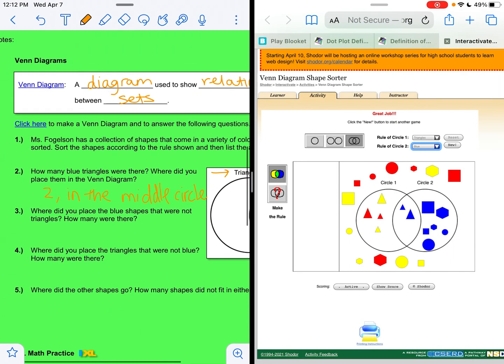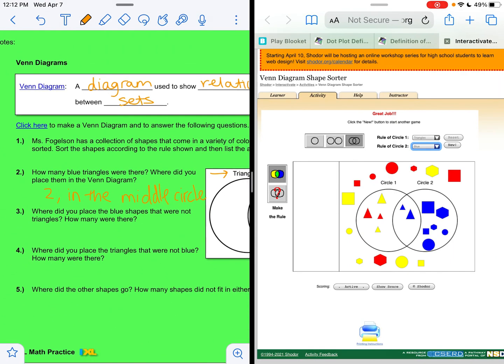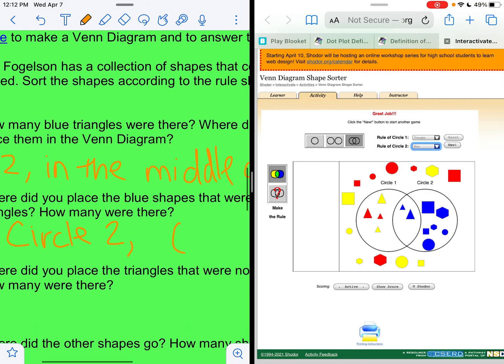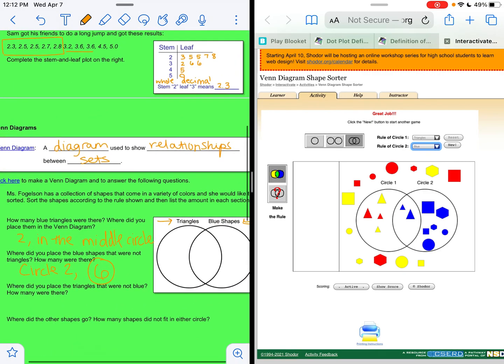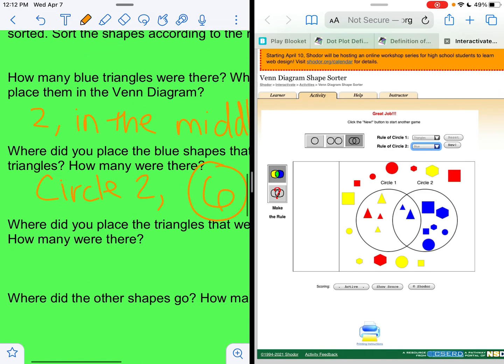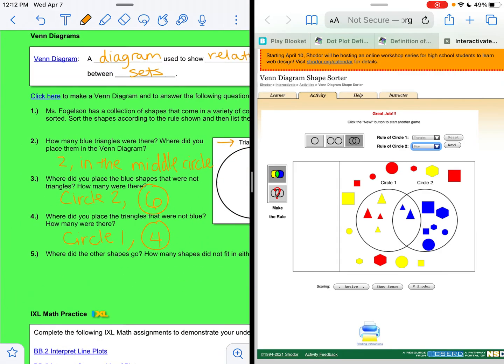Moving on to the next one. Where did you place the blue shapes that were not triangles? The blue shapes that weren't triangles went in circle 2. And how many were there? There were 2, 4, 6 of them. Alright, number 4, where did you place the triangles that were not blue? And how many were there? The triangles that weren't blue went in circle 1, and there were 4.